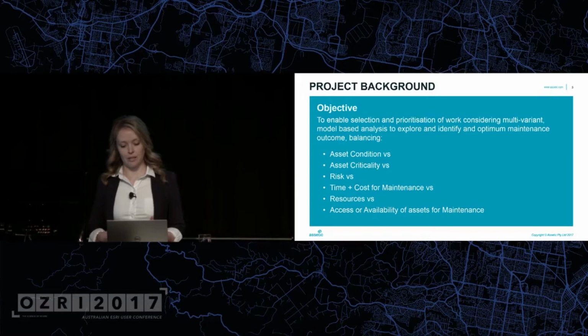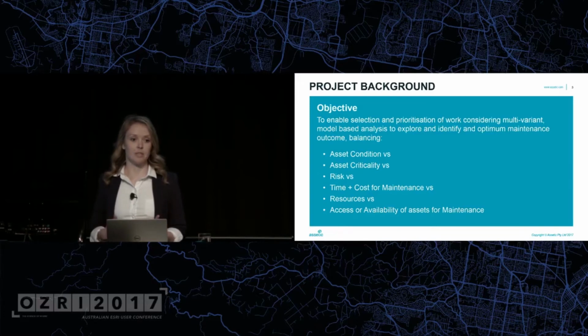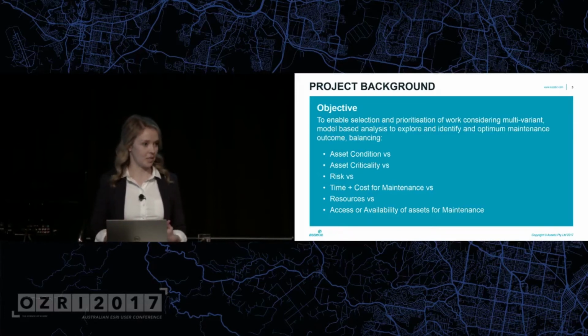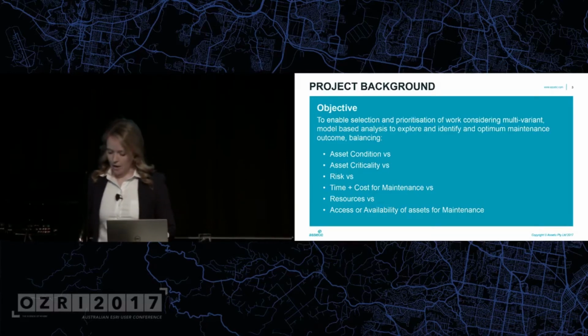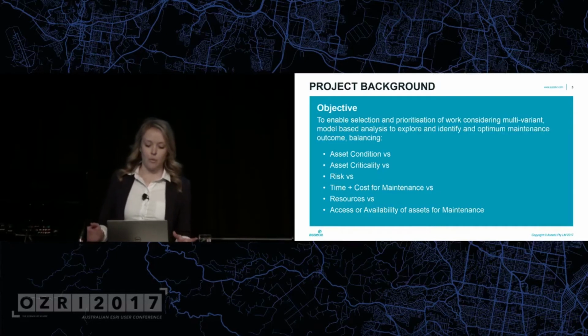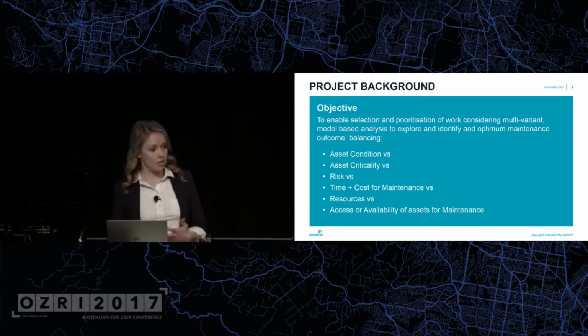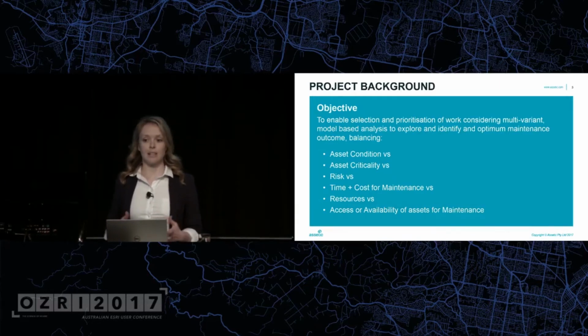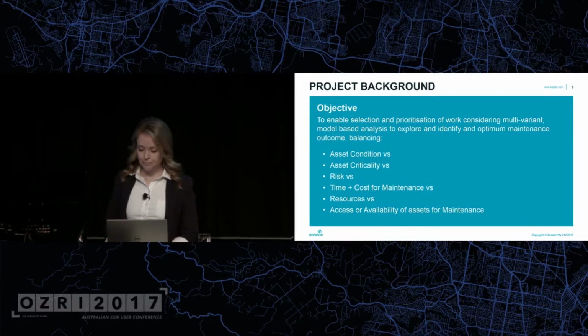They'd reached a point within this project where they discovered that they required some asset lifecycle modelling, something that would help them with their decision making, their strategic asset management, and developing their work programs. And they were looking for something that was a multivariant or multi-decision making model that would be able to balance things like your asset condition, criticality, risk, your time and the cost of maintenance, the resources and the access and availability, actually being able to get in there and do the work on these assets that have been flagged for renewal or upgrade or some form of capital work or maintenance.